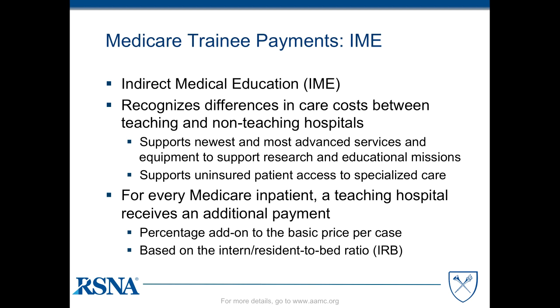Indirect medical education, or IME payments, in contrast, support patient care. They recognize the differences in care costs between teaching hospitals and non-teaching hospitals. For example, the former need to support the newest and most advanced services and equipment to support their research and educational missions. And in addition, teaching hospitals typically provide uninsured patient access to specialized care, much more than non-teaching hospitals. In contrast to direct GME payments, which are paid on a per-resident basis, IME payments are paid on a per-case basis, meaning that they're added as a premium to what Medicare pays the hospital for each admitted Medicare patient.